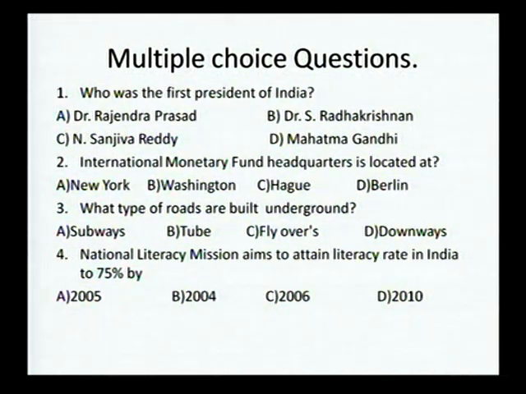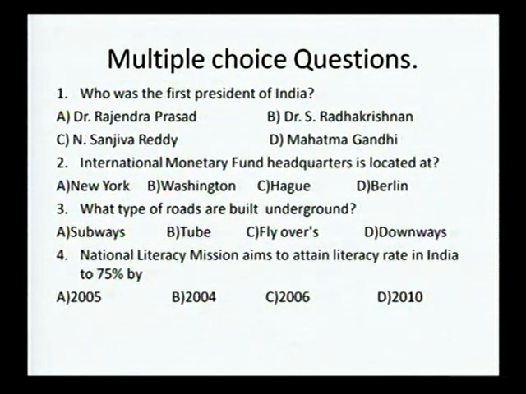See the second question: International Monetary Fund headquarters is located at. 4 options are given, that is A. New York, B. Washington, C. Hague, D. Berlin. Answer is Washington. Next you have, what types of roads are built underground? A. Subways, B. Tubes, C. Flyovers, D. Downways. The answer is tubes.